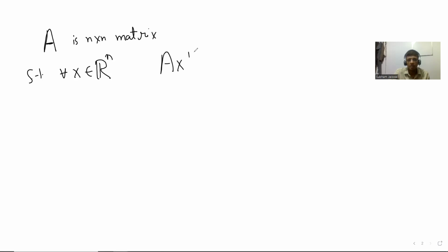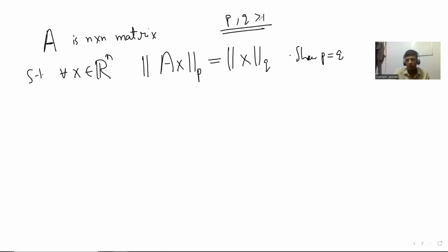So A is this n by n matrix, such that for all x in Rn, the p norm of Ax is equal to the q norm of x. I have defined this last time, but I'll define it again. Then show P equals Q, and P and Q are greater than or equal to 1. In your mind, you can think P is 1 and Q is 2. I don't have any problem with that. So what does this mean?